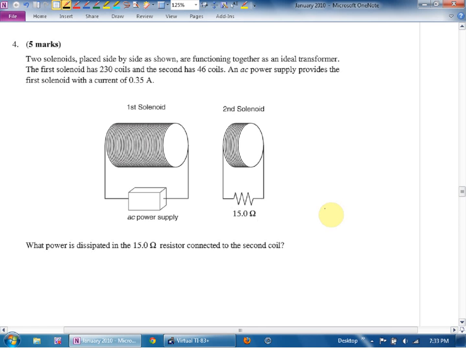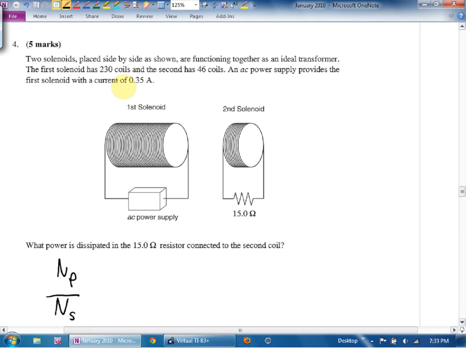It is an AC power supply, which means the magnetic field is going to be going left, right, left, right, which is going to be giving you a huge changing flux, which is going to generate a current. Now, it wants the power dissipated in this resistor. I think what I'm going to need to do is find the current in this resistor. They gave me the number of coils, so I'm going to use the number of coils primary divided by the number of coils secondary. And they told me the initial current.